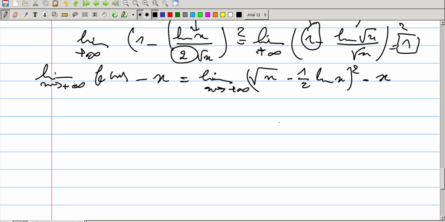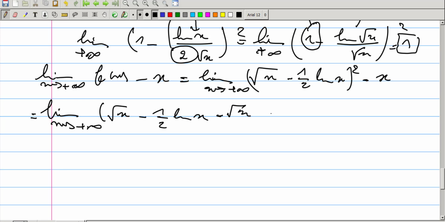So we can use a good technique, a method. It becomes the limit of x while x goes to plus infinity of, we will use the identities, or I don't know how to call it. So square root of x minus 1 over 2 ln of x, and minus square root of x, same thing, square root of x minus 1 over 2 ln of x plus square root of x.